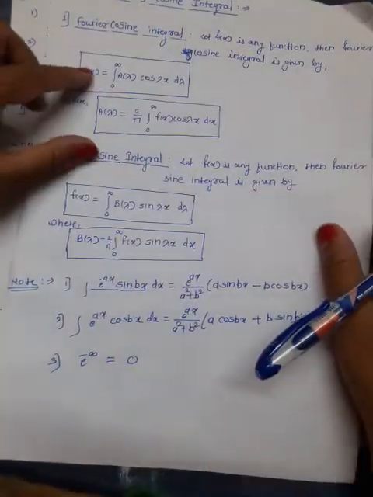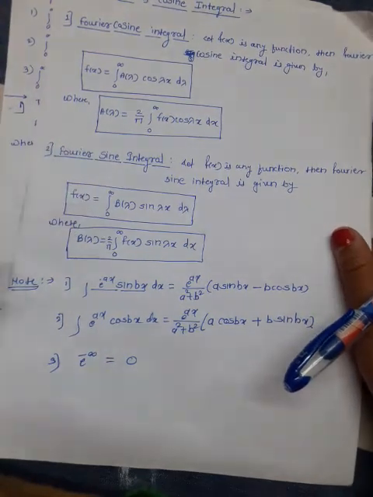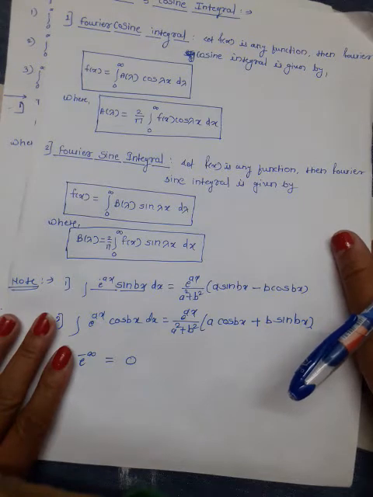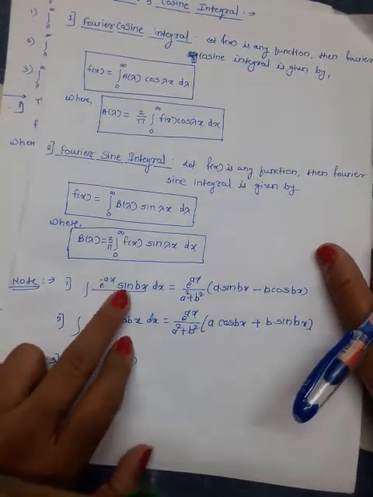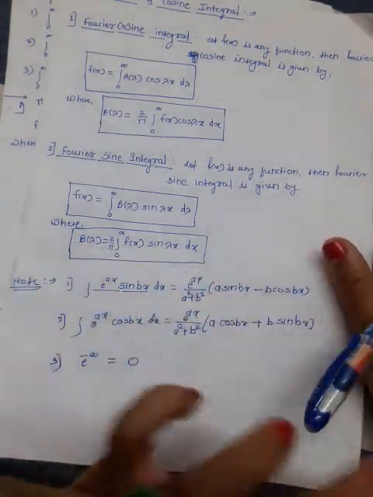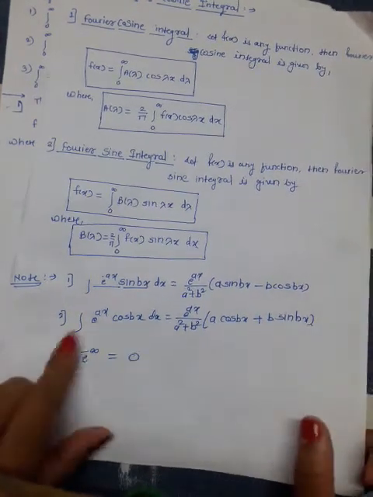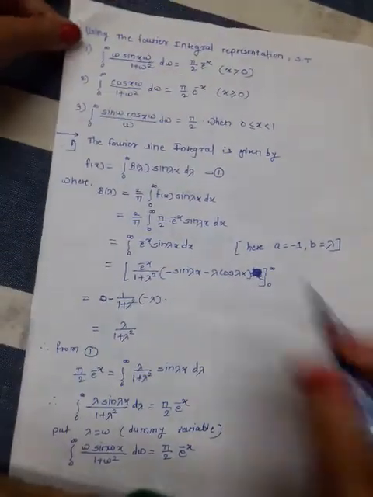These are some formulas: the Fourier cosine integral, the Fourier sine integral, and these are some notes. Depending on this, these are the integrations we are going to use in the examples. This is the integration of e raised to ax sine bx, and this is the integration of e raised to ax cos bx. These are well-known formulas, and we know e raised to minus infinity is 0. Frequently, we are going to use these formulas. We have just seen them in the earlier lecture.